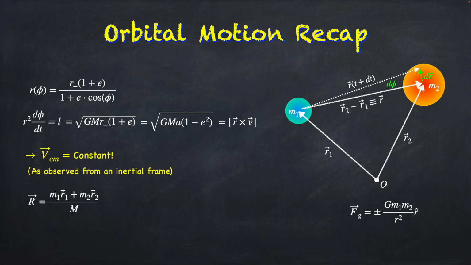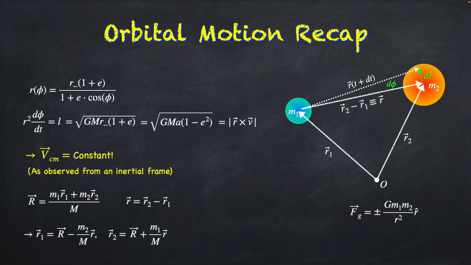So we're going to do a change of coordinates. Instead of using r1 and r2, we're going to invert these two equations to get r1 and r2 in terms of the center of mass position and the relative position. I'm going to spare you the algebra here. It's fairly easy to figure out, but I encourage you to do it for yourself just to verify.